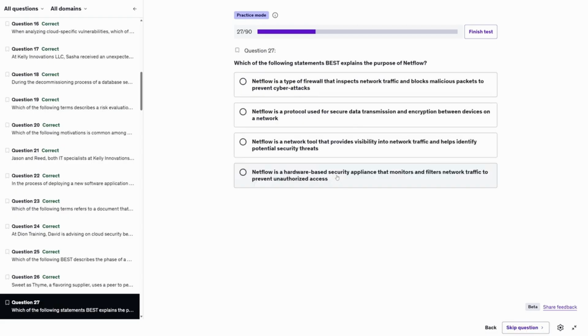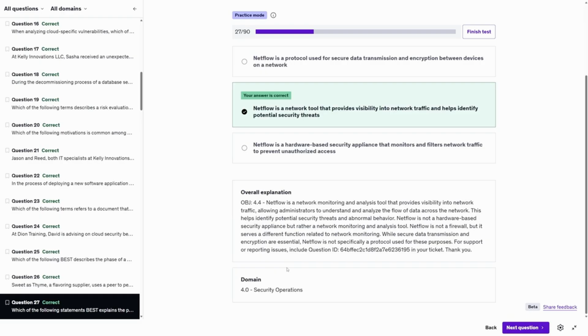Which of the following statements best explains the purpose of NetFlow? The answer here is NetFlow is a network tool that provides visibility into network traffic and helps identify potential security threats. So again, NetFlow is a network monitoring and analysis tool that provides visibility into network traffic, allowing administrators to understand and analyze the flow of data across the network. This helps identify potential security threats and abnormal behavior.